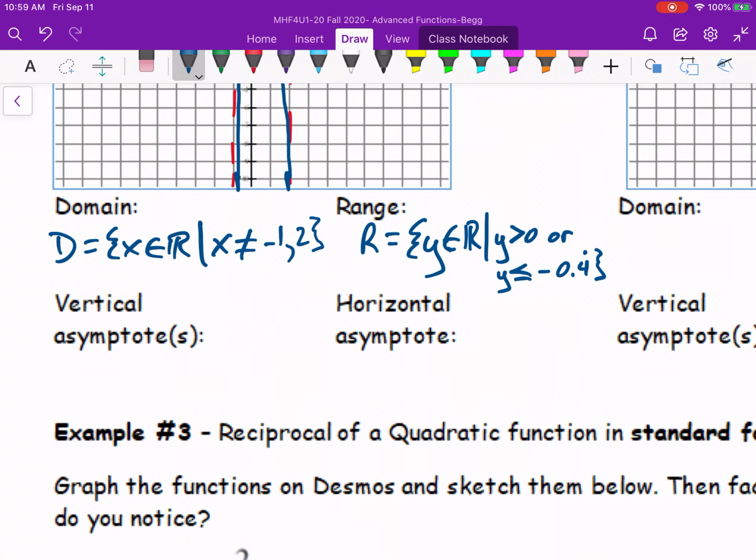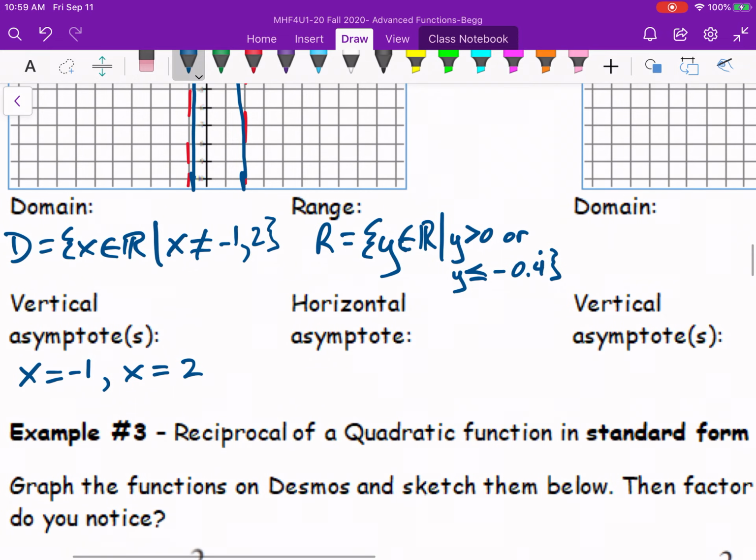The vertical asymptotes occur where the domain is not allowed: x is equal to negative 1, x is equal to positive 2. So there's two vertical asymptotes. The horizontal asymptote does occur at y is equal to 0. And that's it.